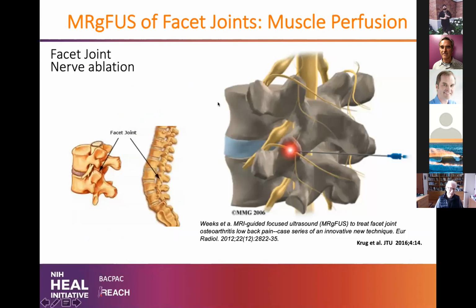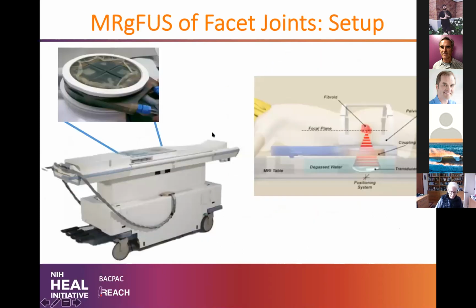Now I want to switch gears a little bit and go to contrast enhancement. I've been very interested in using some new techniques called MR-guided focused ultrasound, which can potentially be used to treat back pain. Here's an example of facet joints. What's usually done for facet joint pain is that the nerves are ablated with an RF needle, and this is a rather invasive technique. So we use MR-guided focused ultrasound.